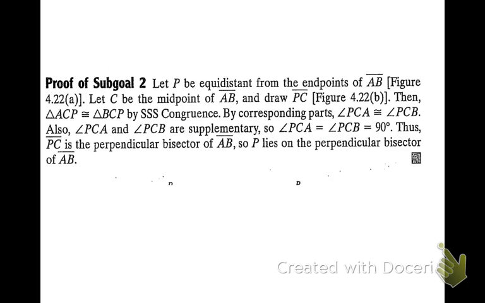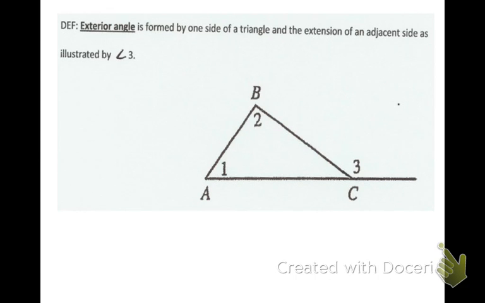So finishing up here, exterior angle. An exterior angle is formed by one side of a triangle and the extension of an adjacent side. As illustrated in this figure, we've extended side AC. The angle formed with side BC and this AC, angle 3, is the exterior angle of that triangle.